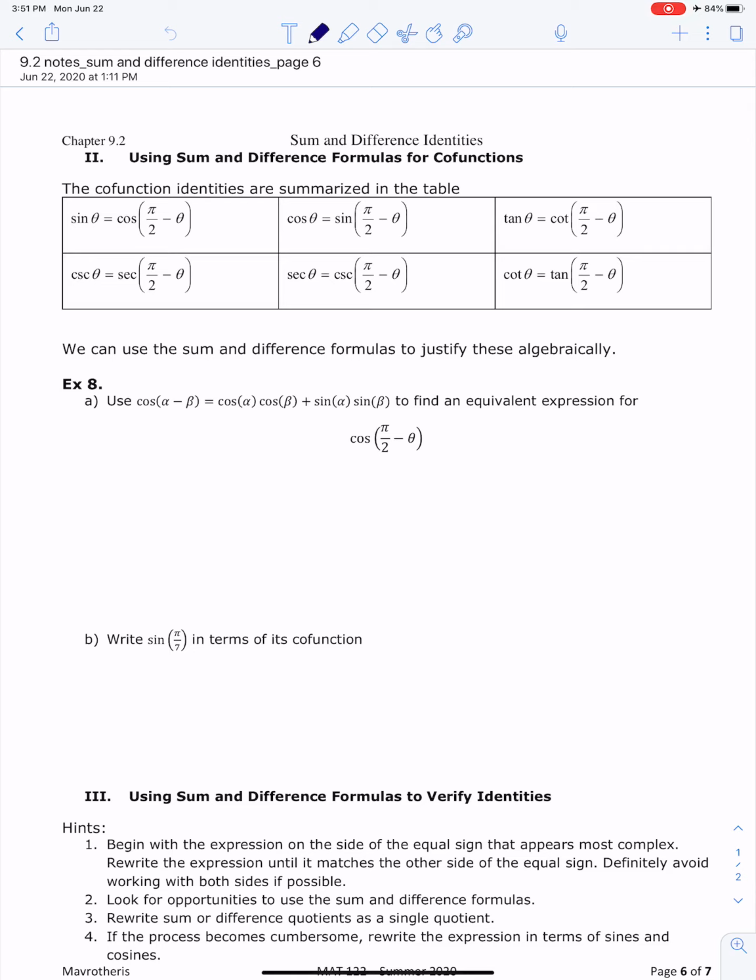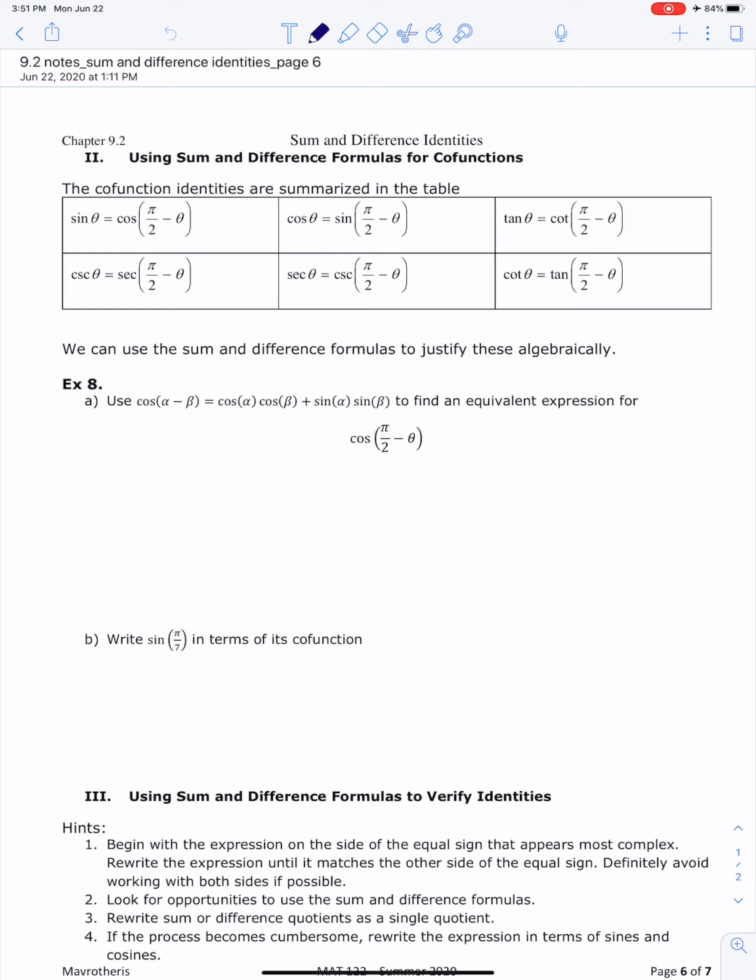And so now we're going to take a look at verifying some of these cofunctions using what we know about the sum and difference formulas. Okay. So exercise 8 is asking us to use the cosine of alpha minus beta, which equals cosine alpha cosine beta plus sine alpha sine beta, to find an equivalent expression for cosine pi over 2 minus theta. And so here's what I'm going to do. Just plug in.